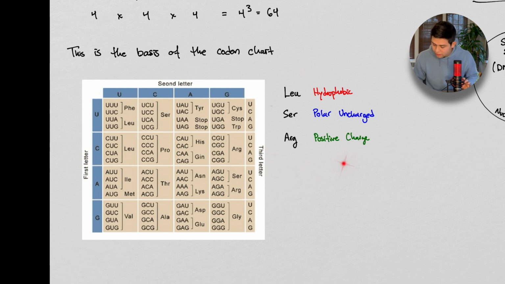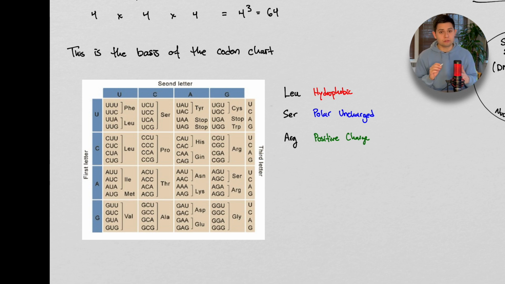These 3 here have the highest probability of occurring, given if all of this was random, right? Because we have 4 plus 2 is 6. Serine, 4 plus 2 is 6. Arginine, 4 plus 2 is 6.